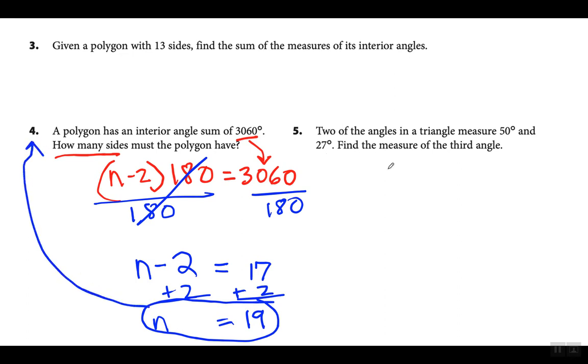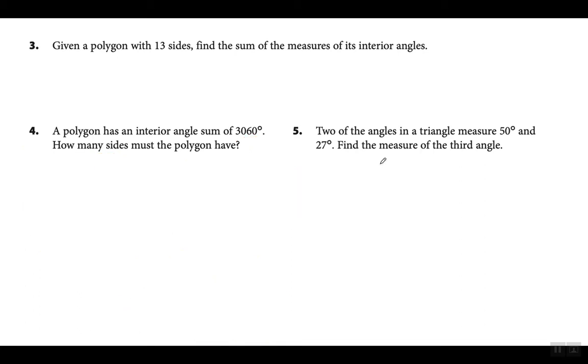Alright, let's look at number 5. Let me erase all this. Two of the angles in a triangle measure 50 degrees and 27 degrees. Find the measure of the third angle. That one's almost too easy, okay? Dos de los ángulos en un triángulo miden 50 grados y 27 grados. Encuentren la medida del tercer ángulo. Demasiado fácil. Alright, so 50 plus 27 plus x.